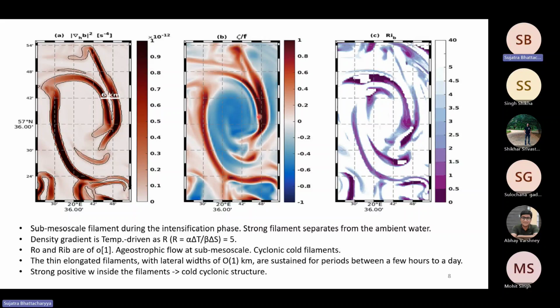So here, along this very sharp parameter, you can see a positive Rossby number, which means a cyclonic vortex along that line. That means upwelling, and upwelling means a cold cyclonic filament.